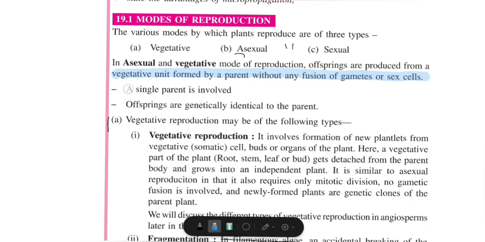The second part is a single parent is involved. Obviously, if there is no fusion of sex cells or gametes, then obviously there is a single parent involved. Then offsprings are genetically identical to the parent. Obviously, offsprings are exactly the same because there is no mix-up of DNA. There is no fusion, there is nothing. The parents and the offsprings are genetically identical. They're exactly the same. There's no different genetics involved, right?